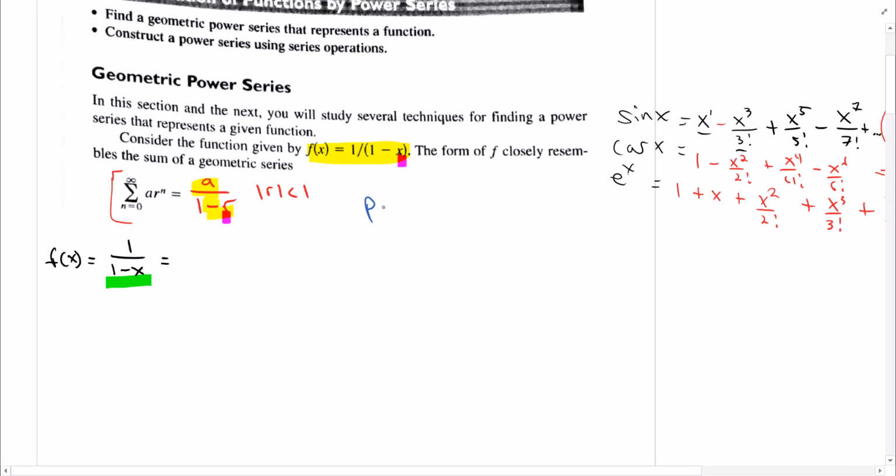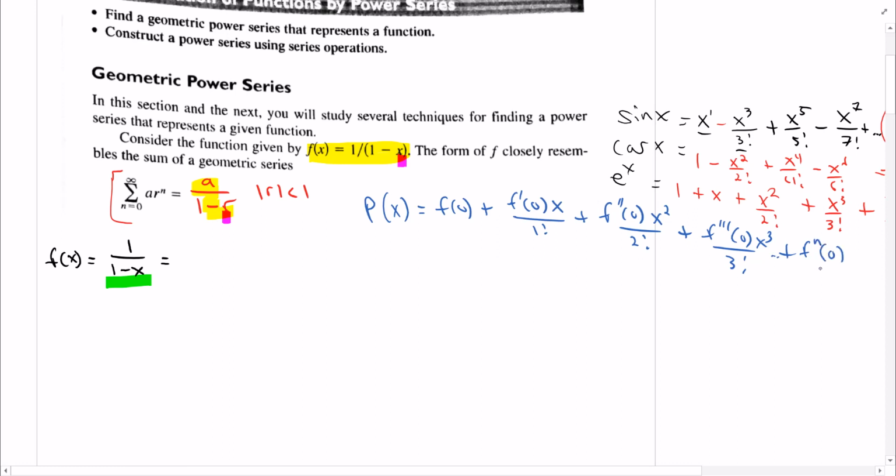The power series is created by finding f of 0, adding it to f prime, so this is the Maclaurin series because we're centered at 0, plus f prime of 0 times x divided by, technically, 1 factorial, plus f double prime of 0, x squared over 2 factorial, plus f triple prime of 0 times x cubed over 3 factorial, basically plus dot dot dot, f to the n of 0 over n factorial times x to the n, right?